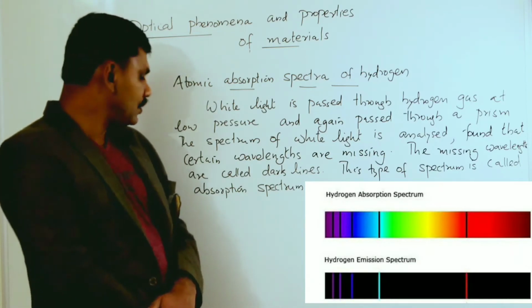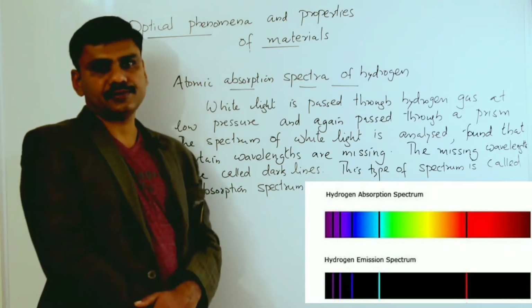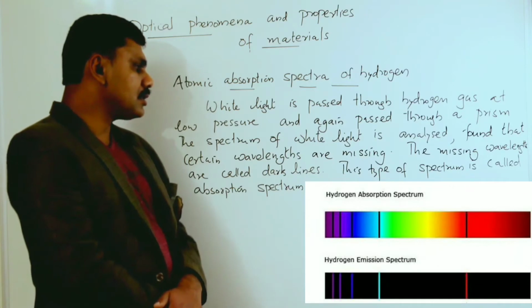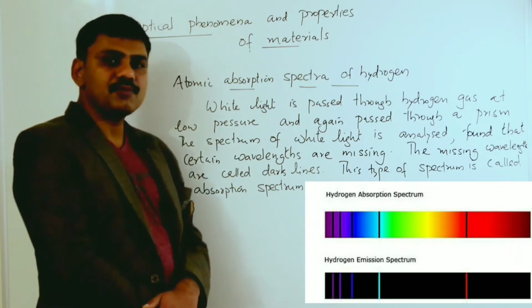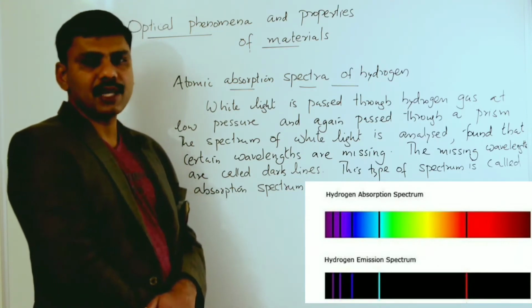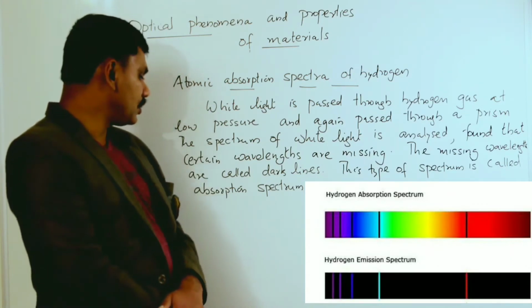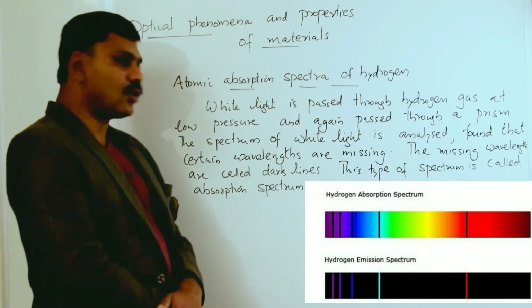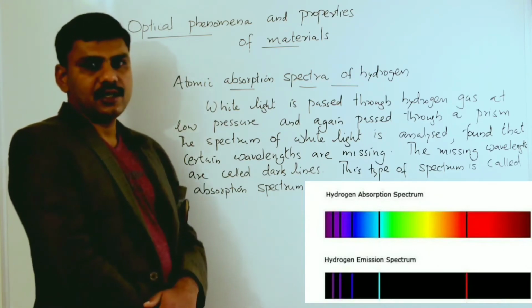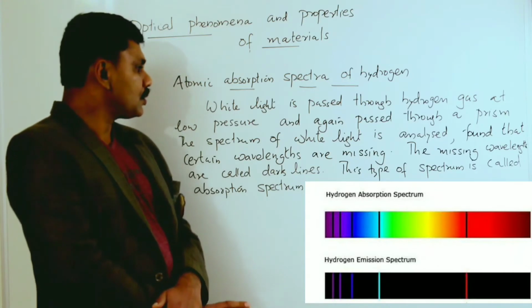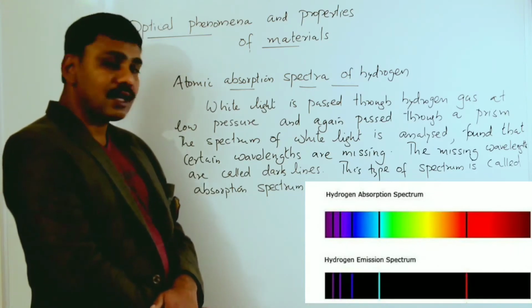These missing wavelengths are called dark lines. And this type of spectrum is called an absorption spectrum. As the name implies, some of the wavelengths or lines are absorbed by the hydrogen gas, so we are producing only the remaining lines. That's why the spectrum is known as an absorption spectrum.